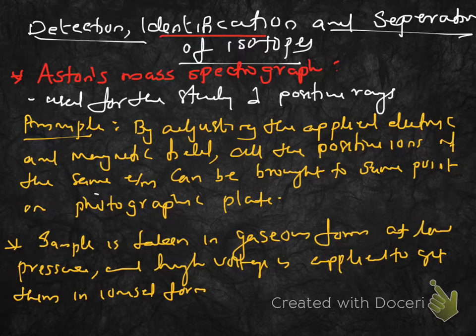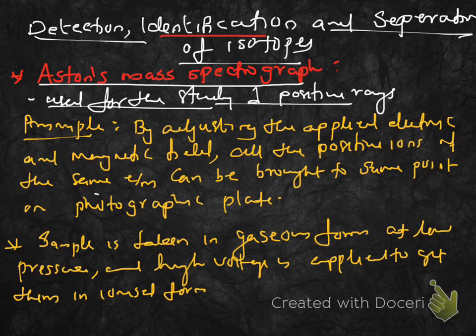Aston's mass spectrometer. Aston's mass spectrograph or spectrometer can be used for this purpose. Actually, this instrument is used for the study of positive rays, but we are using this instrument for our purpose of detection and identification of isotopes.